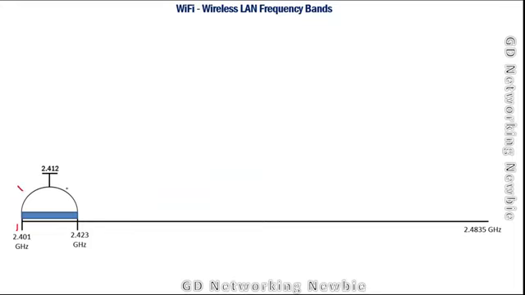In the same way, the second channel will start after a gap of 5 megahertz. It will start at 2.406 and end at 2.428. So the second channel is also 22 megahertz in width, and this is the representation of the channel. This channel is identified by channel number 2.